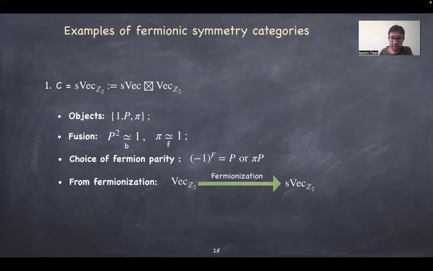So, some examples of fermionic symmetry categories. The simplest is just Z2F. Here, categorically, it's called the supervector spaces over Z2, and this is the product of SVec with Vec Z2. The objects are just 1, P, and π. P squares to the identity bosonically, having the isomorphism to the identity, which is bosonic. π has a fermionic isomorphism to the identity. And there's a choice of fermion parity that one needs to make. You can either choose it to be P or πP. And as we saw, it comes from the fermionization of a usual Z2 symmetry category.